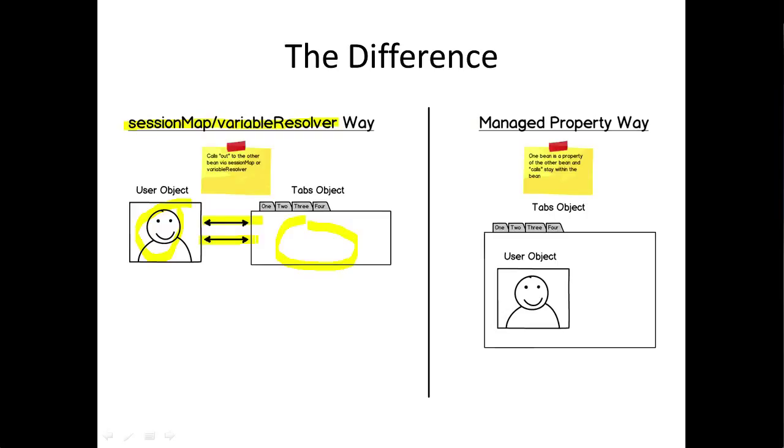So in the session map variable resolver way, the tabs bean is reaching out to go get the user object. In the managed property version of that, we configure a property for the tabs bean, and we say, oh, by the way, you happen to have a property that's of the type user object, so mwlug user. So the difference here is the tabs bean itself will actually contain its own internal reference to the user bean, and then whenever the tabs bean needs to contact the user bean, it can do it just from right inside. So let's take a look at that.